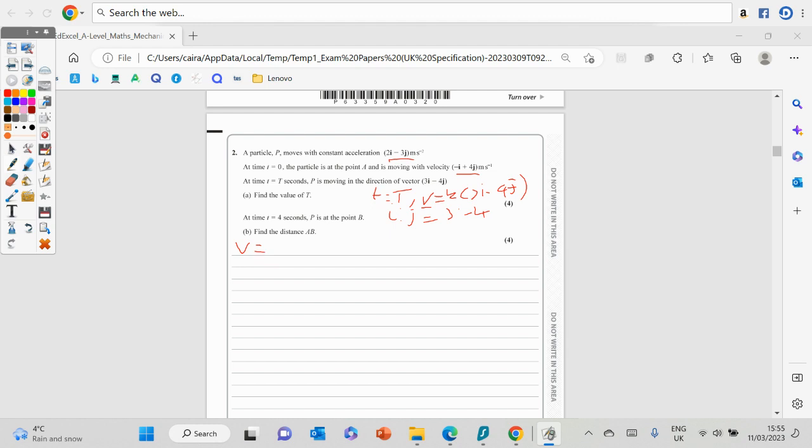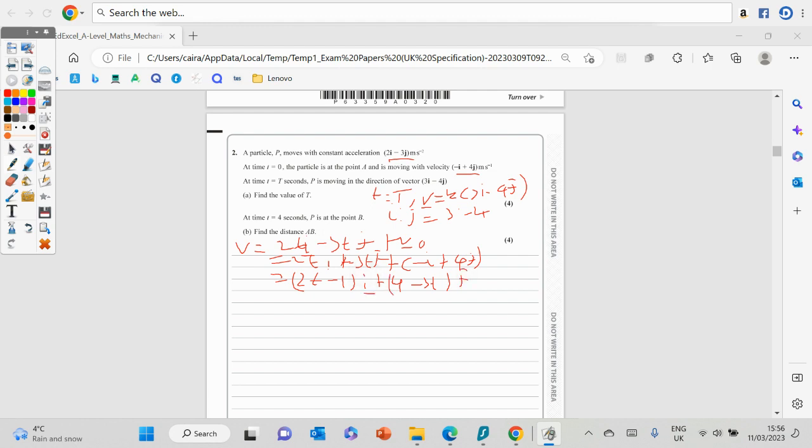We're told the acceleration, so we can get the velocity vector out, because we can just integrate it to give us 2t in the i, minus 3t in the j, plus some velocity vector v0, which is 2t i plus minus 3t j, plus minus i plus 4j, just adding on that bit that we're told in the second line. I can tidy that up to give me 2t minus 1 in the i component, plus 4 minus 3t in the j.